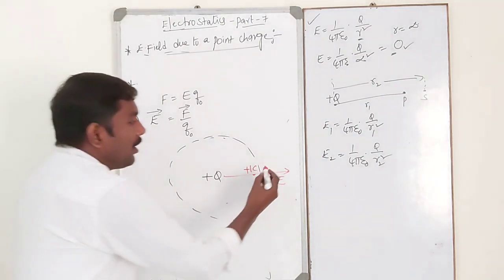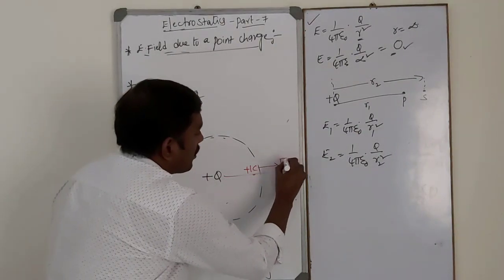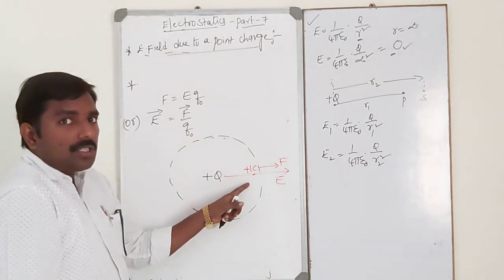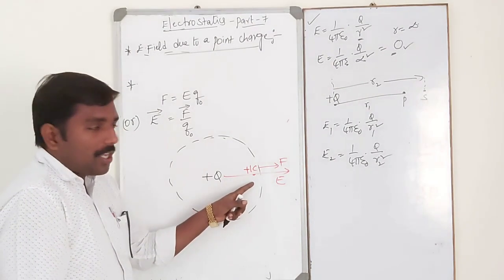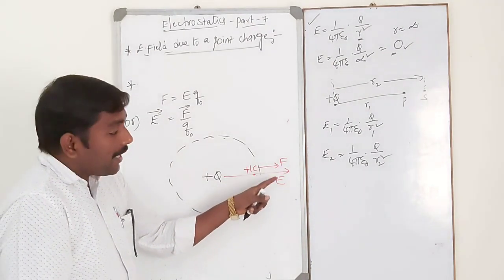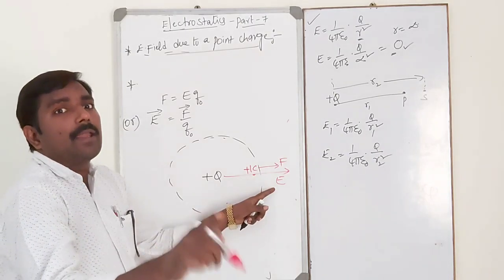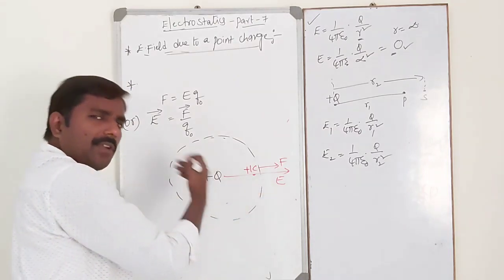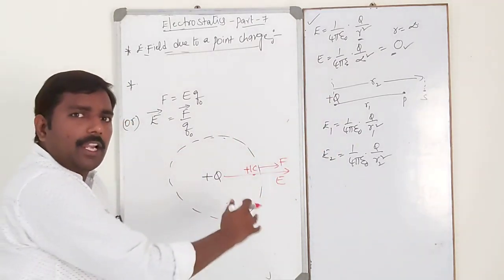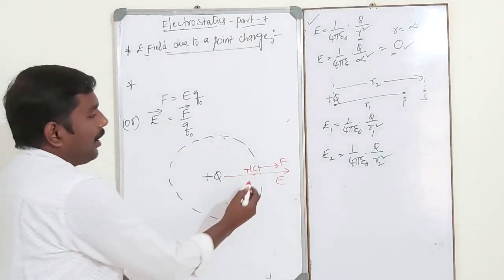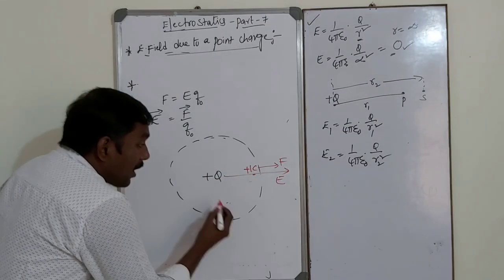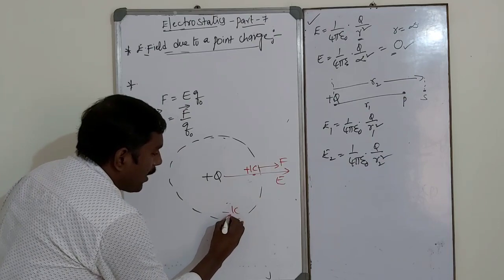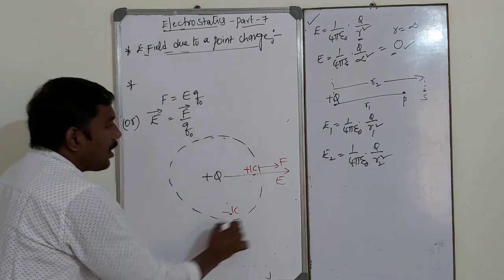Both are equal to each other. Direction of force is also in the same direction along the field. In case of positive charge, please remember it. In case of positive charge, the direction of force and direction of electric field both are same. Repulsive force. Direction of electric field also, in case of positive charge, radially outwards. Okay. Suppose a negative charge, 1 coulomb of charge, placed in the region of electric field.